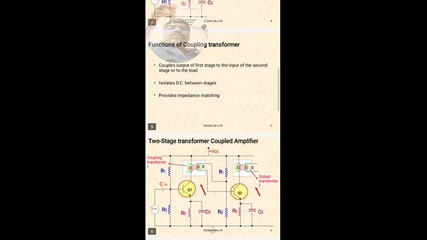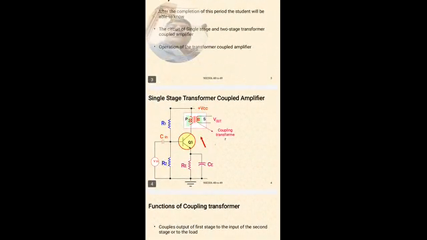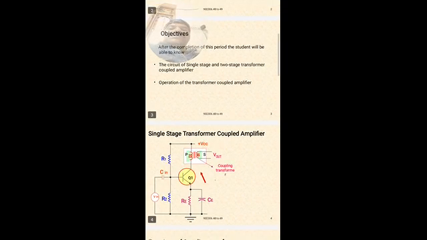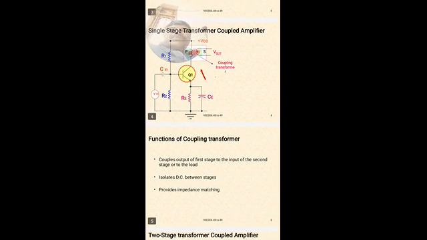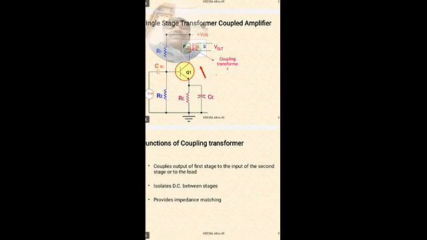Coming to the construction, here the transformer connects the output of one stage as input of the next stage, and it also isolates the DC between the stages, that is DC isolation, because a transformer is an AC device, and it also provides impedance matching.